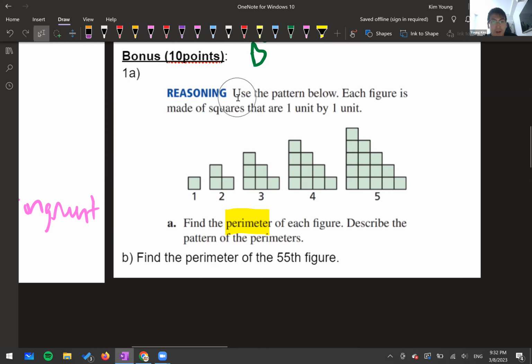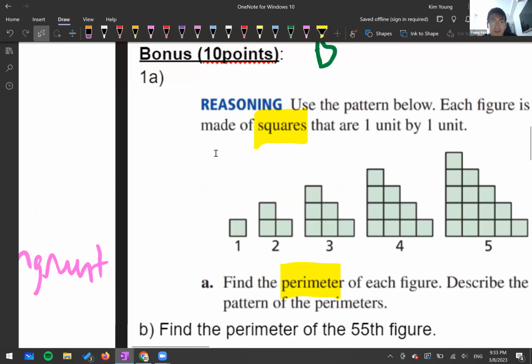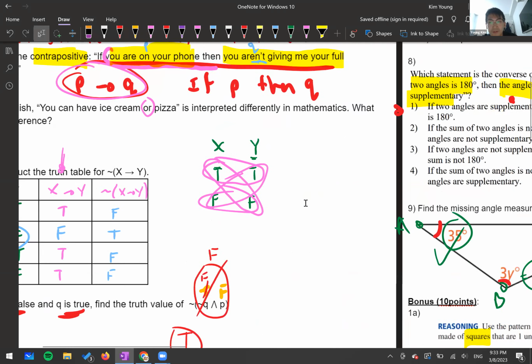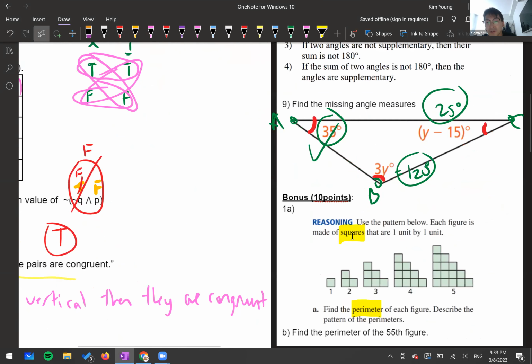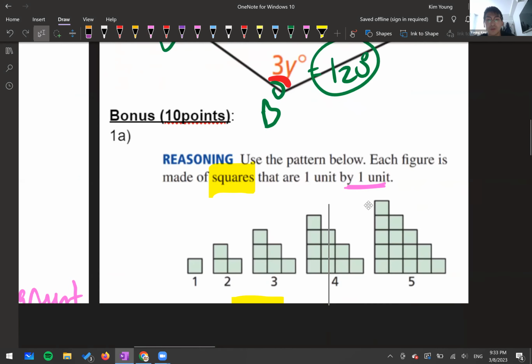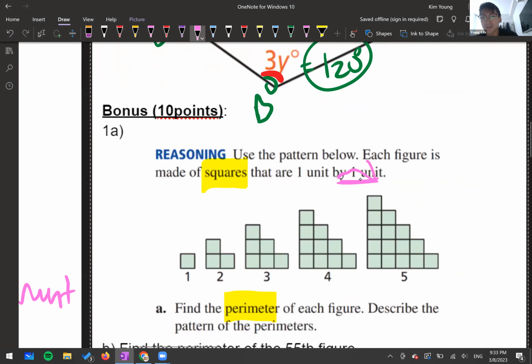Okay, so here, use the pattern. Each figure is made of squares. So this is another geometry word, squares that are 1 unit by 1 unit. Okay, well, first of all, if they're telling you it's a square, that means all the side lengths are the same. So this part's kind of redundant here, okay? But they're just being nice, okay?